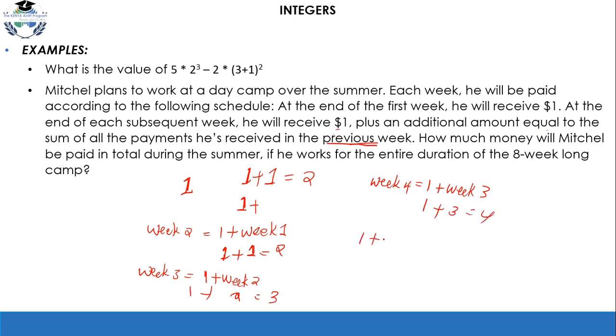So it's going to be 1 plus 2 plus 3 plus 4 plus 5 plus 6 plus 7 plus 8, right? So that comes up to, I believe it's 36. So it is 3, 6, 10, 15, 21, 28, 36. Yeah, that's 36.